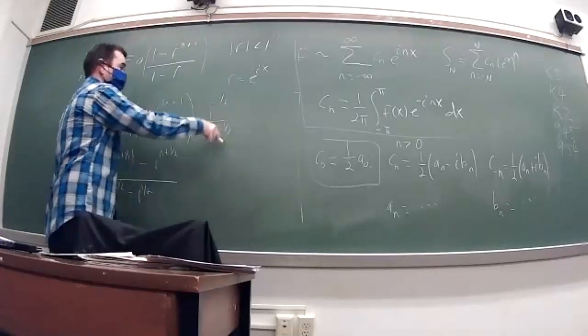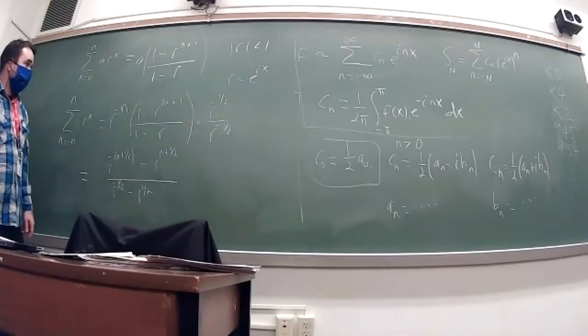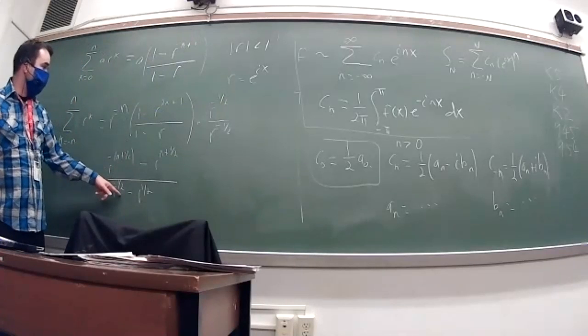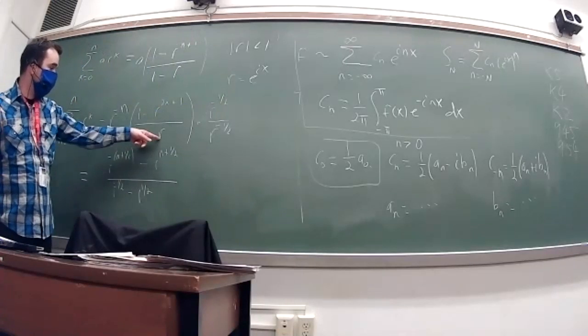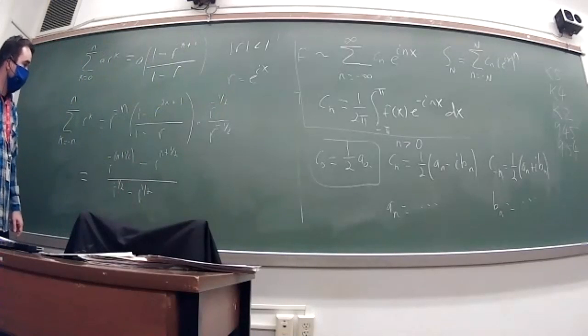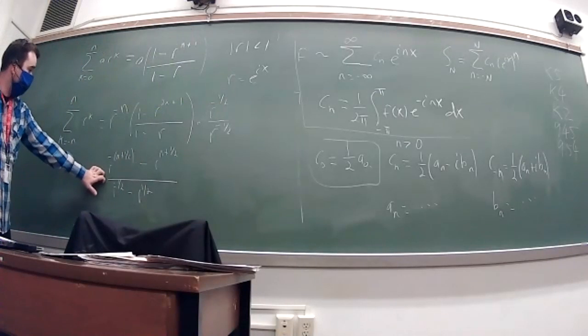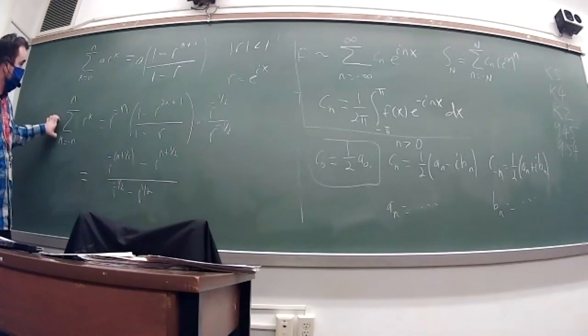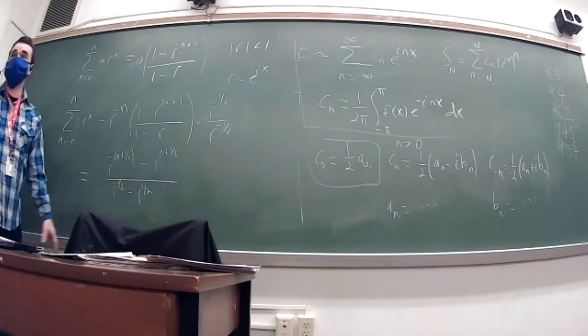I'm multiplying by the number 1, of course. And so this gives me r to the minus 1/2 minus r to the 1 minus 1/2, which is r to the 1/2. So here's a formula, if you like, for the sum of a doubly indexed geometric series that holds good no matter what.